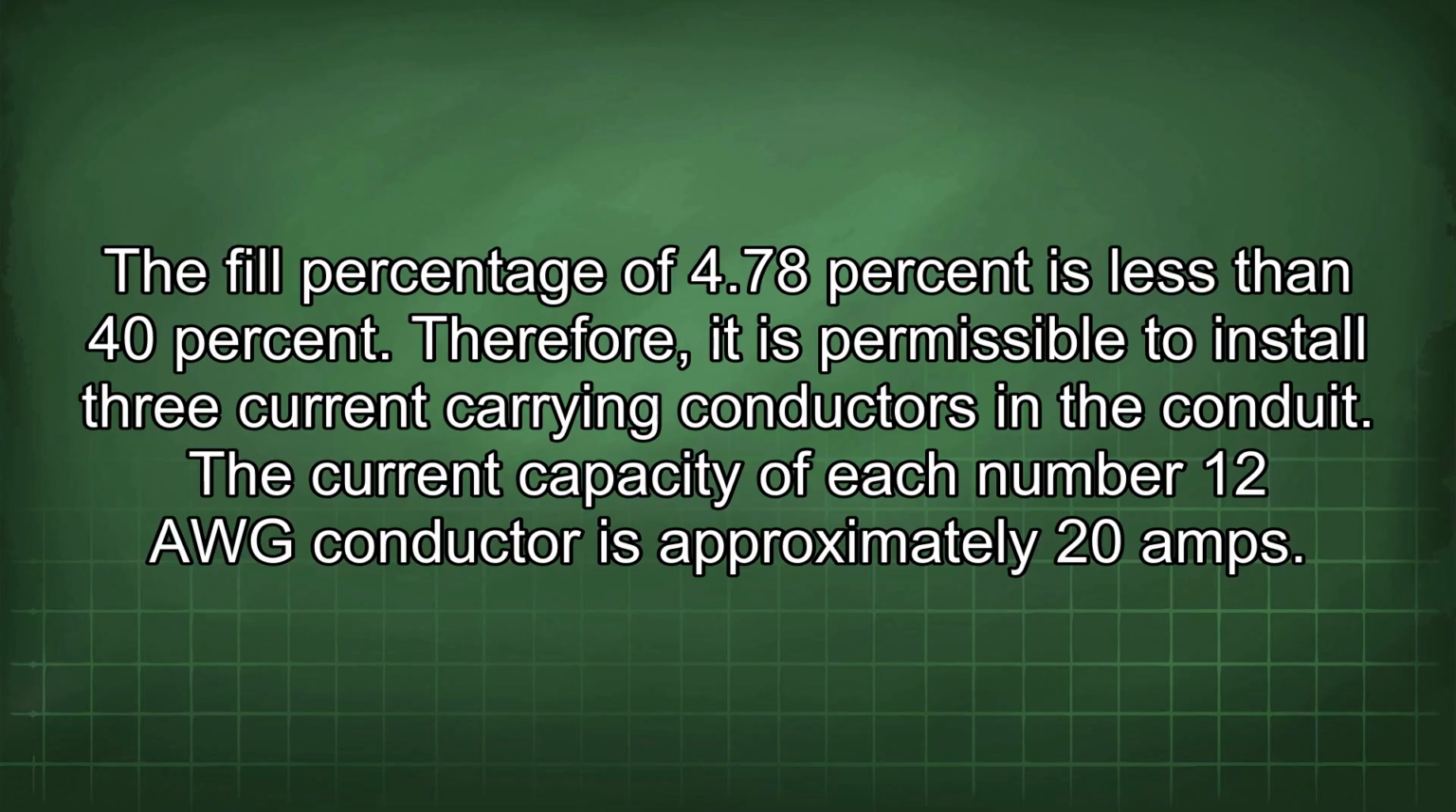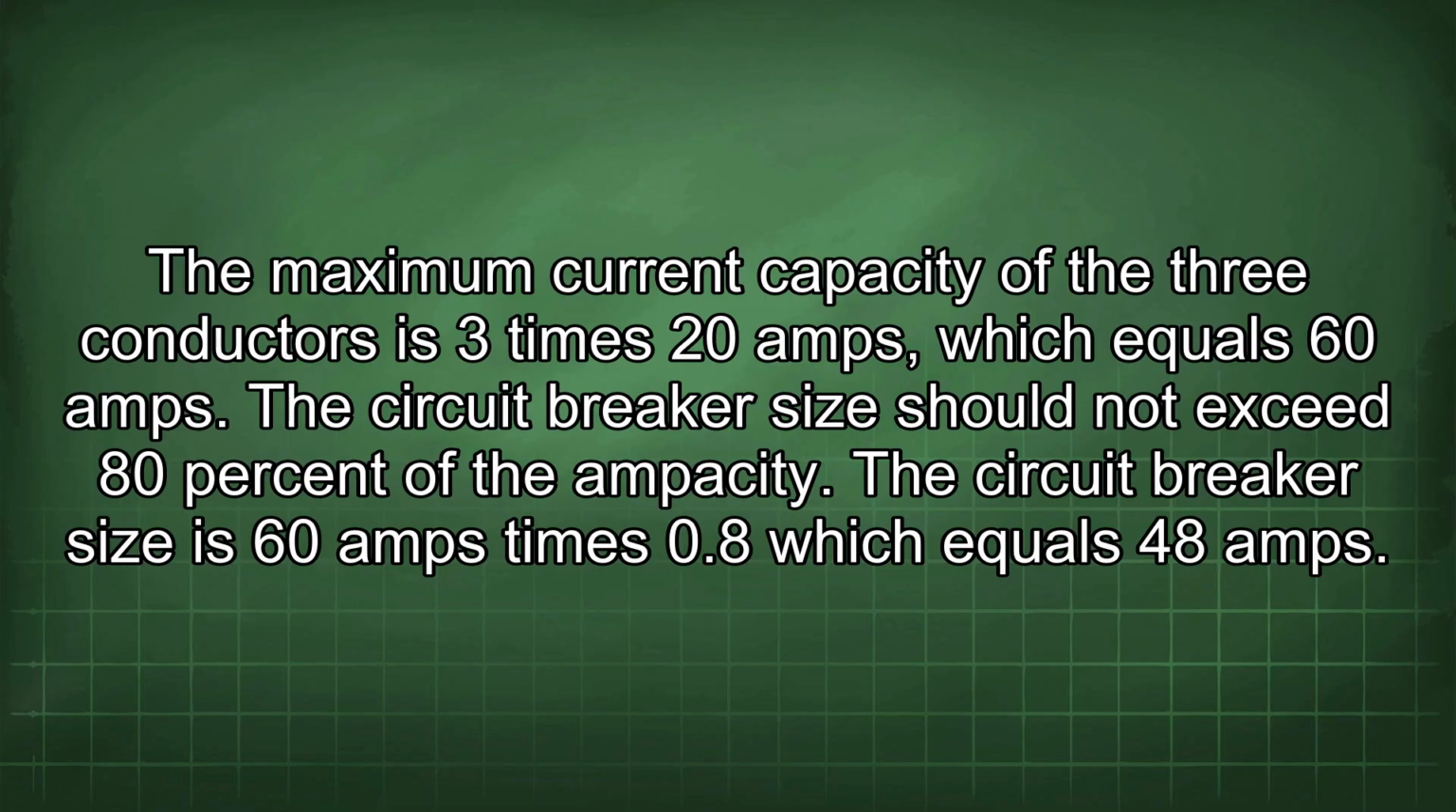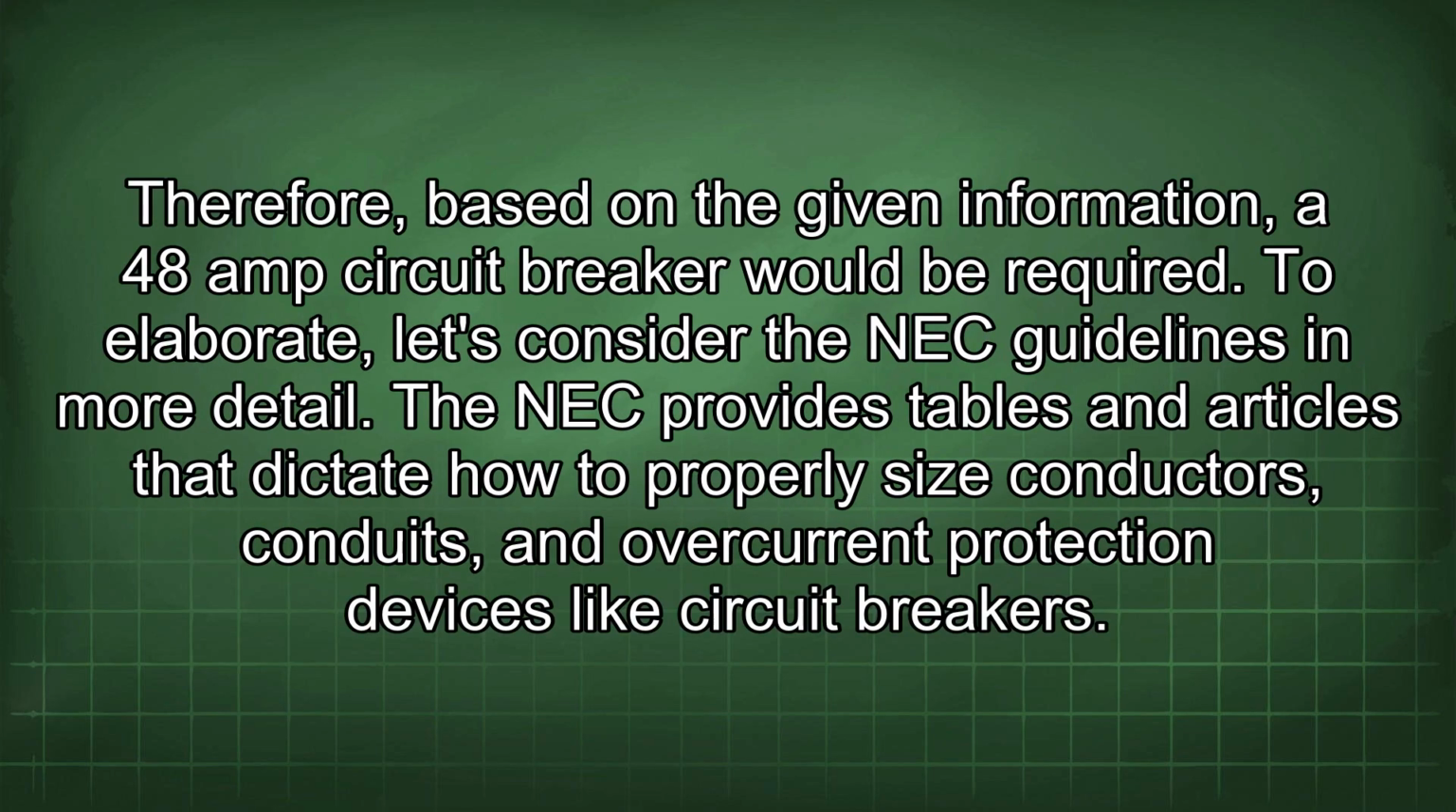The current capacity of each number 12 AWG conductor is approximately 20 amps. The maximum current capacity of the 3 conductors is 3 times 20 amps, which equals 60 amps. The circuit breaker size should not exceed 80% of the ampacity. The circuit breaker size is 60 amps times 0.8, which equals 48 amps. Therefore, based on the given information, a 48 amp circuit breaker would be required.